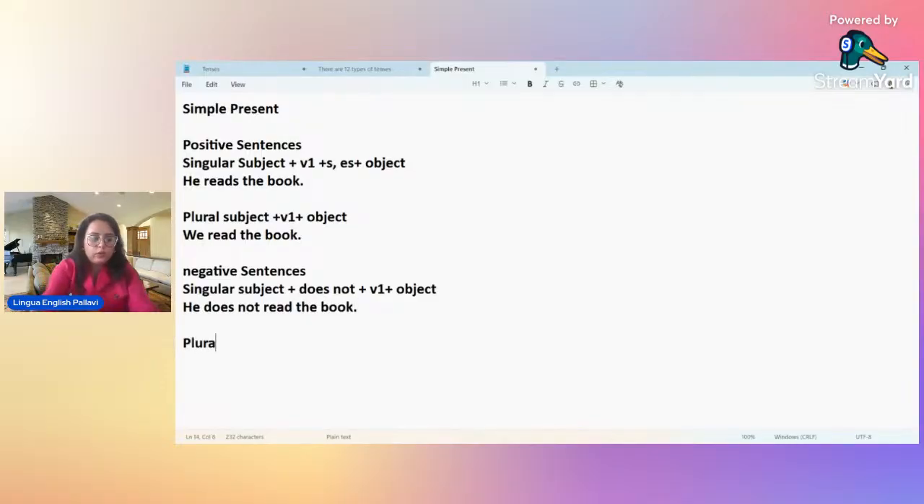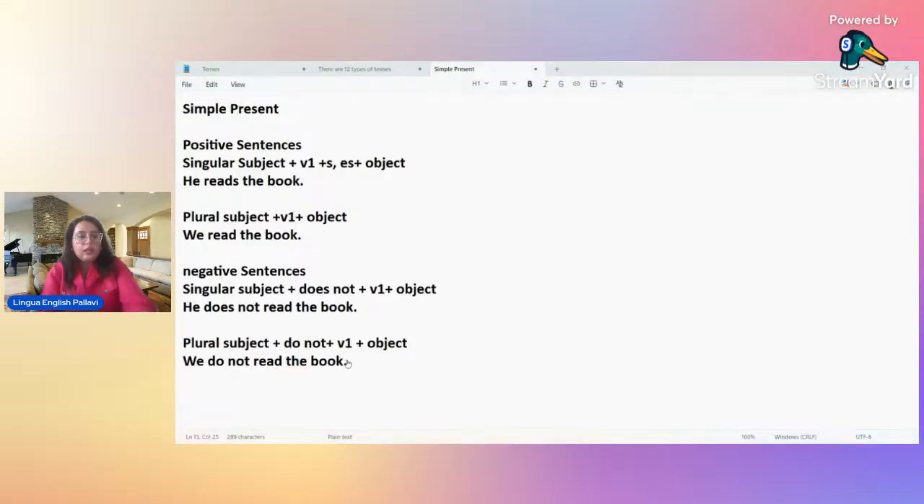Now with the plural subject, it is plural subject plus do not. So if it is a plural subject, do not will come, plus v1 plus object. Plural subject means what we have taken before. So we do not read the book. This point is very important. We do not read the book and he does not read the book. So if it is singular, what are we going to do? With singular, we add does not, and with plural, we add do not.